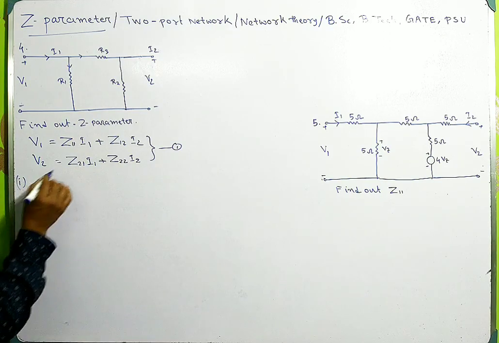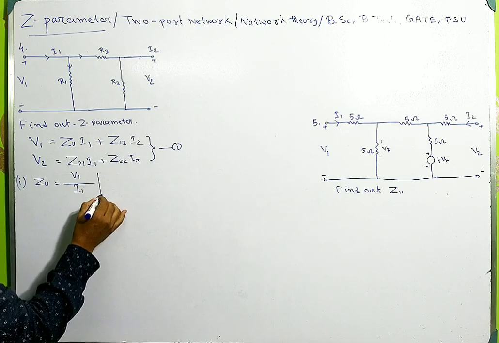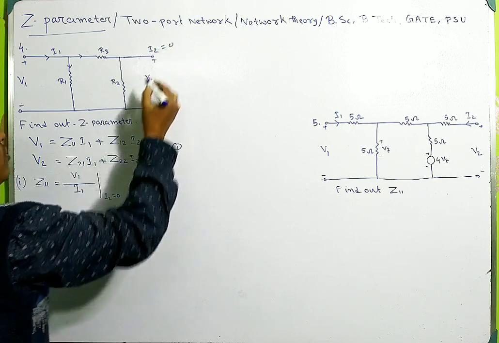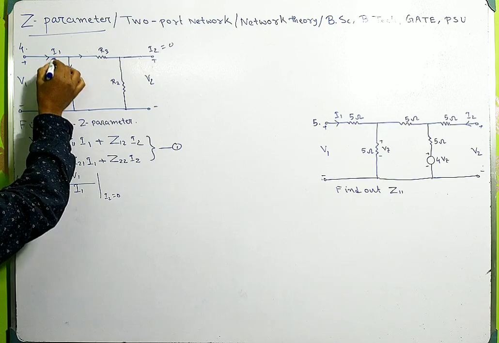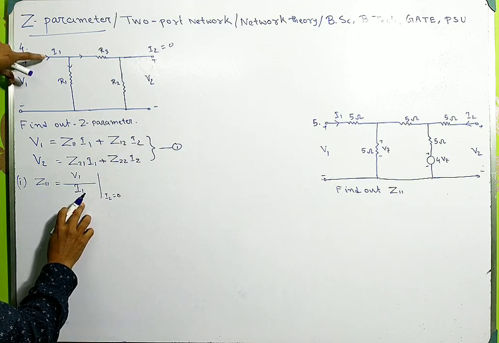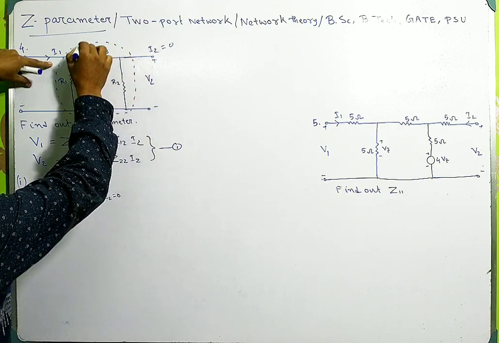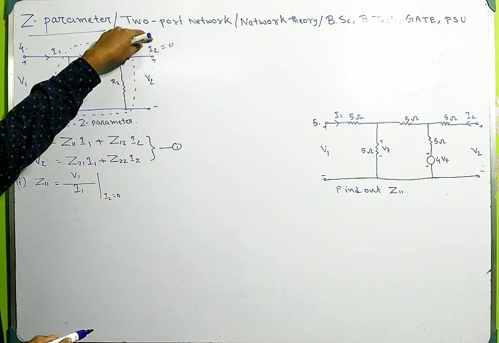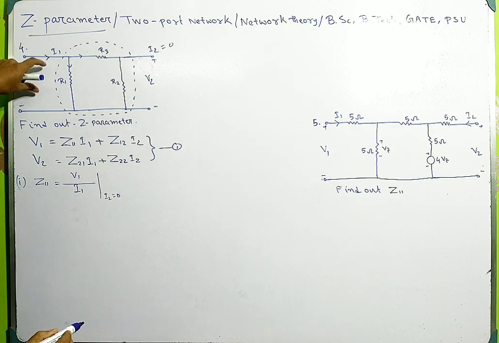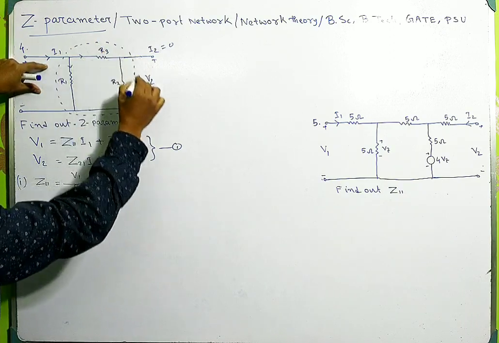Now, number one, you have to find out Z11. So Z11 is given by V1 by I1 when I2 is 0. If I2 is 0, that means only I1 is present in this circuit. So in this case, you have to find out V1 by I1. So this is the equivalent. Because I2 is 0, only V1 and I1 are present in this circuit. So V1 divided by I1 is nothing but the equivalent resistance of this network.